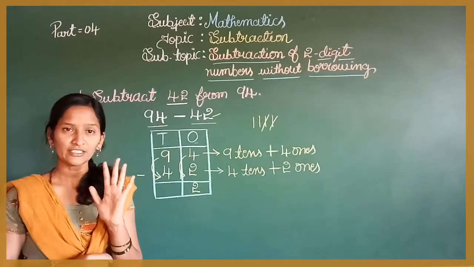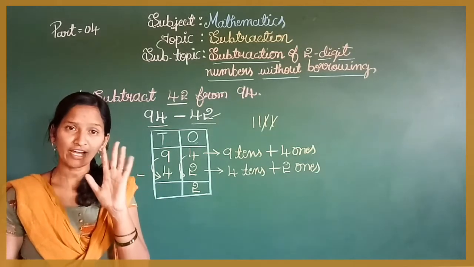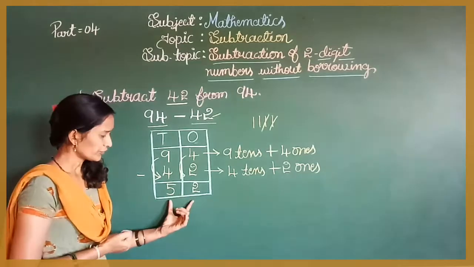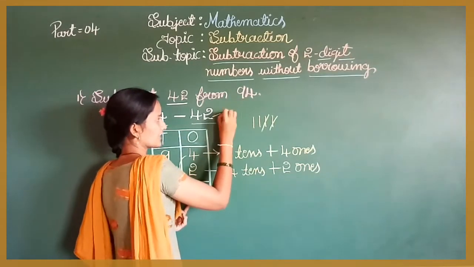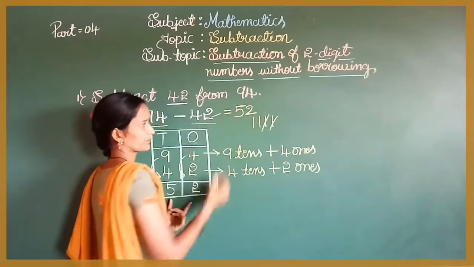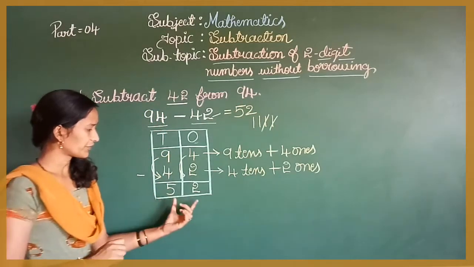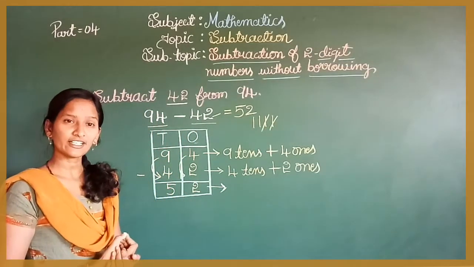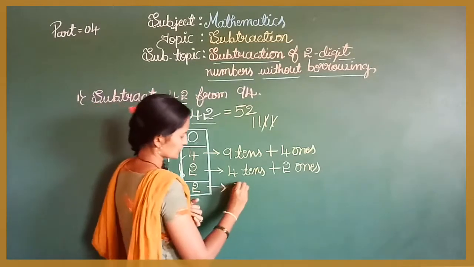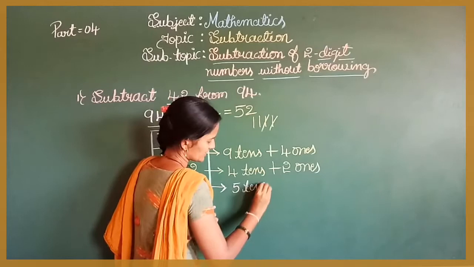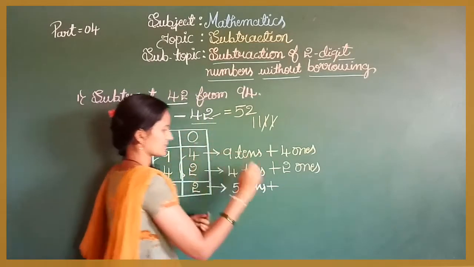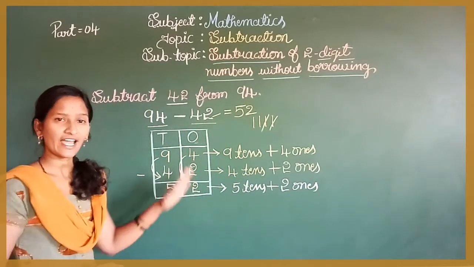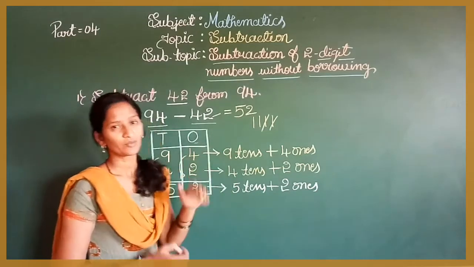How many fingers are remaining here? The remaining fingers are 5. So write here 5. So what is our difference? 52 is our difference. So write here 52. Yes, what is our difference? 52 is our difference, right? So in the number 52, how many tens and ones are there? 5 tens. So write here 5 tens plus 2 ones. So look here, this is the expanded form of the given problem.